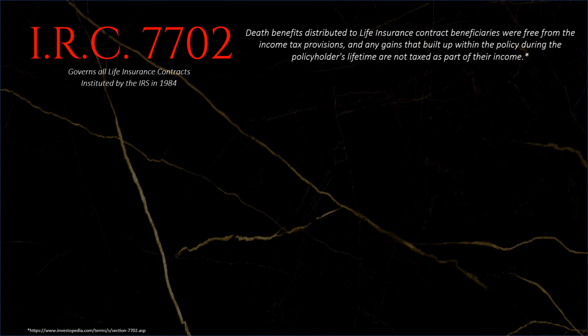Have you heard of the IRC 7702 before? Internal Revenue Code 7702 is the law that governs all the life insurance contracts. In fact, this was instituted by the IRS in 1984. So Internal Revenue Code 7702 just tells us that everything that's inside the life insurance contract will be protected against liens, garnishes, judgment, divorce, annulment, and bankruptcy.